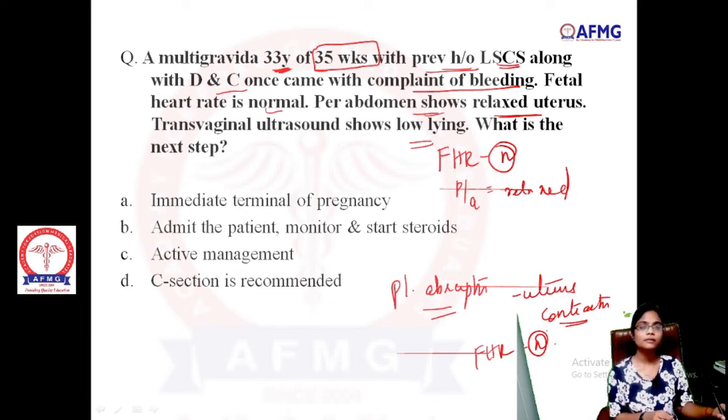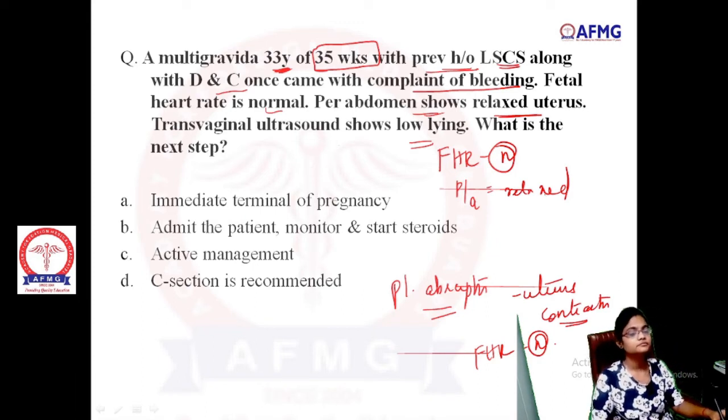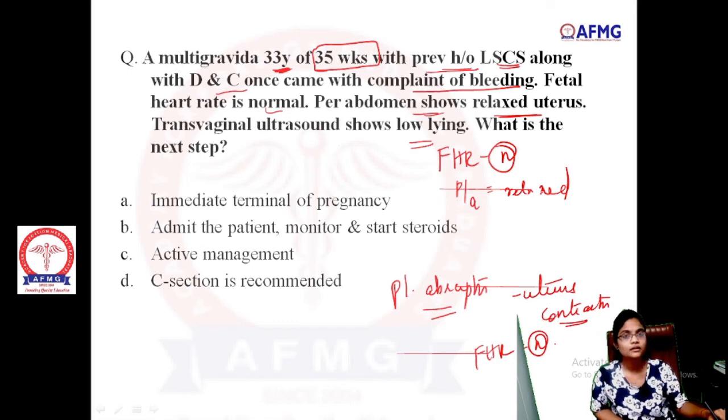Very rarely in placental abruption would the fetal heart rate be normal. In placental abruption the fetal movements are not easily palpable, and the fetal heart rate will not be normal in any case. So now, immediate termination of pregnancy, can you do it? No. Can you admit the patient and monitor? It's not possible. So active management, what do you think?